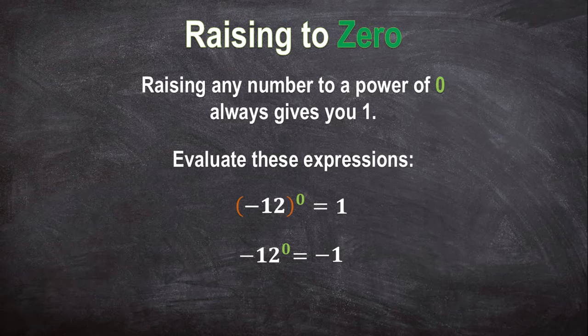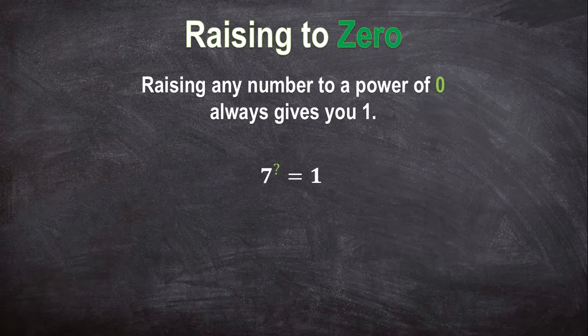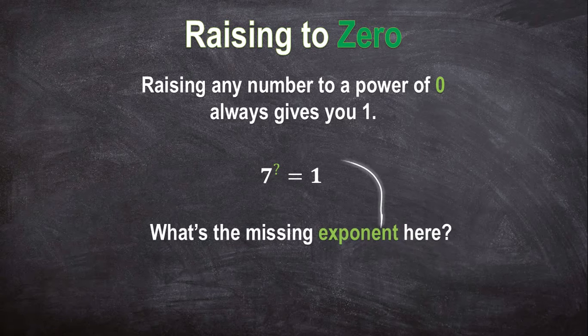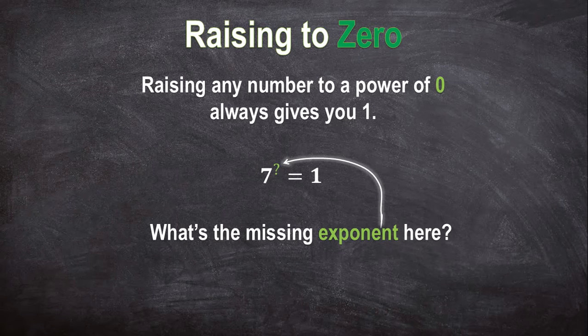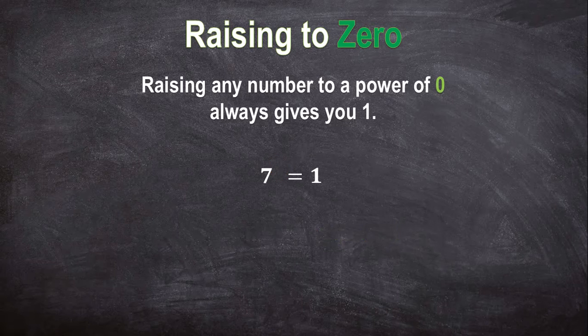So let's finish this lesson with this last question. Suppose I tell you that 7 raised to some power equals 1. Can you figure out what the missing exponent up here is? It's very simple. This missing exponent should be 0, because 7 to the 0th power will always equal 1. So this is the rule: raising any number to the 0th power always gives you 1.